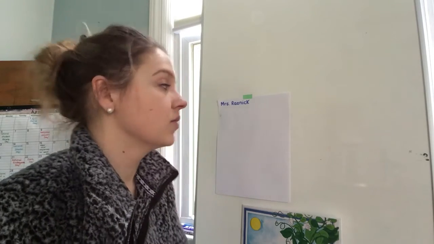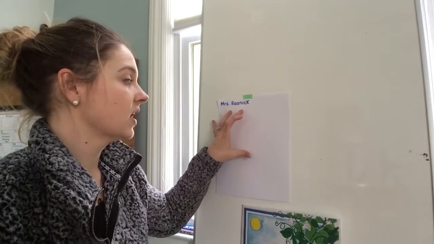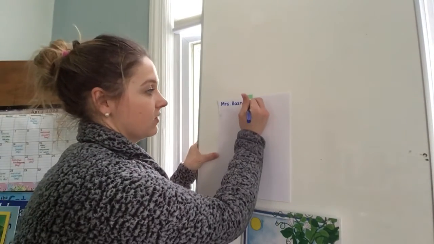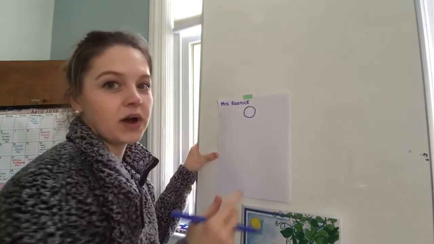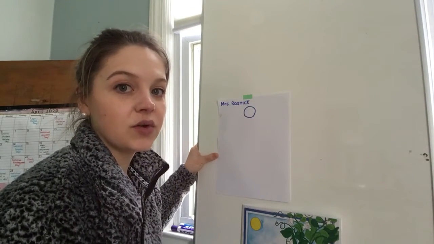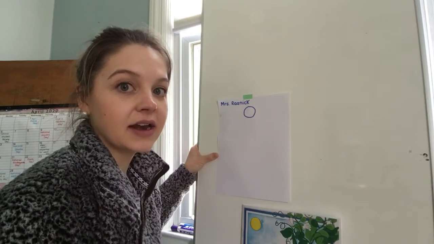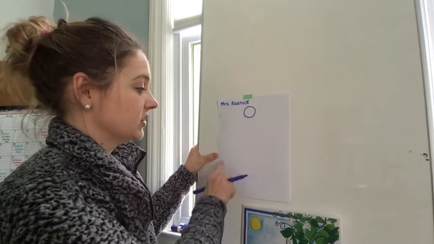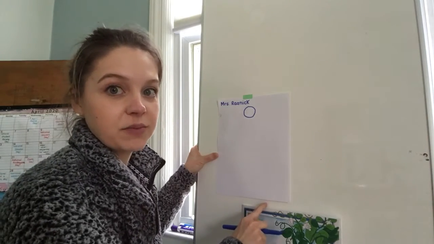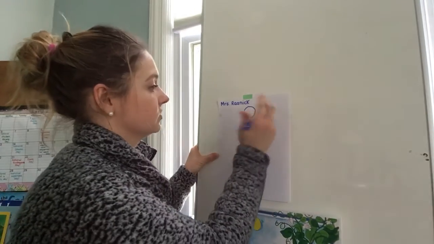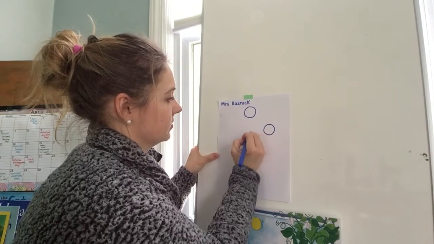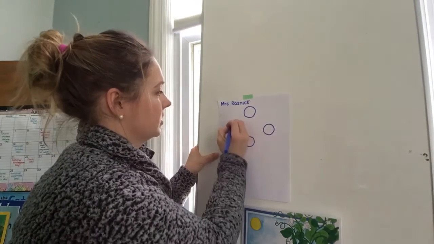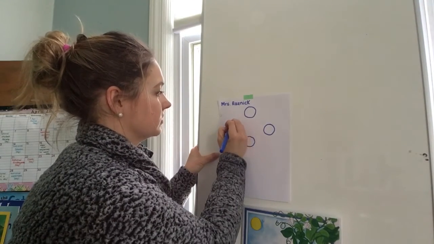The first thing that you want to do in your picture space, you want to go ahead and make 4 circles. You want to make your circles big enough that you can make a small picture inside, but not too big because you still want to save some space on your paper for the writing below. So there's 1 circle, 2 circles, 3 circles, 4 circles.